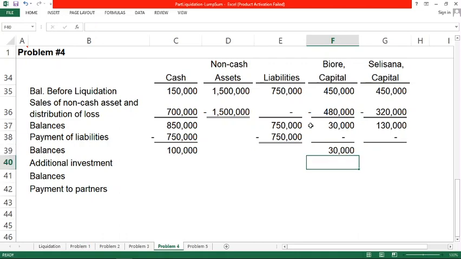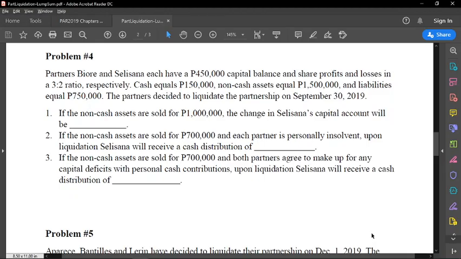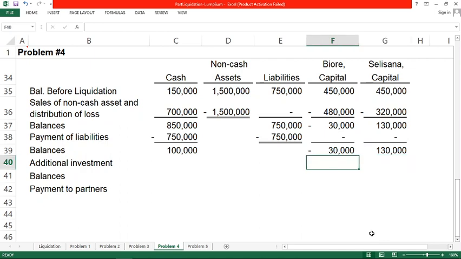And then, we have 30,000. Ay, ano to? Negative pala. Negative 30 and positive 130. Well, in this case, hindi na siya katulad kay number 2 kasi sabi pa ng problem, the partners could contribute additional cash naman in case nag-negative yung balance nila. So, Biore has a negative 30. Kaya niyang magbigay ng additional investment, so magbibigay siya ng additional 30,000 cash para i-cover ang kaniyang negative 30 na balance. So, ayan, nagbigay ng 30,000 sa partnership and then na-zero out ang capital balance niya.